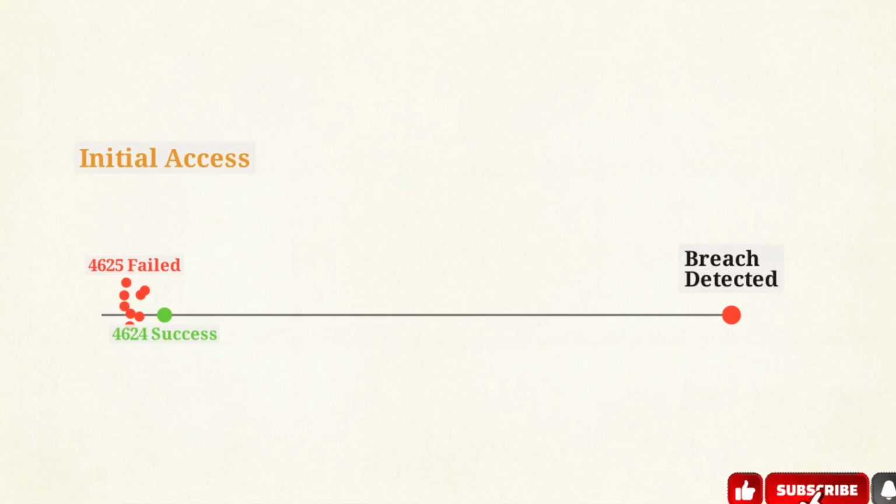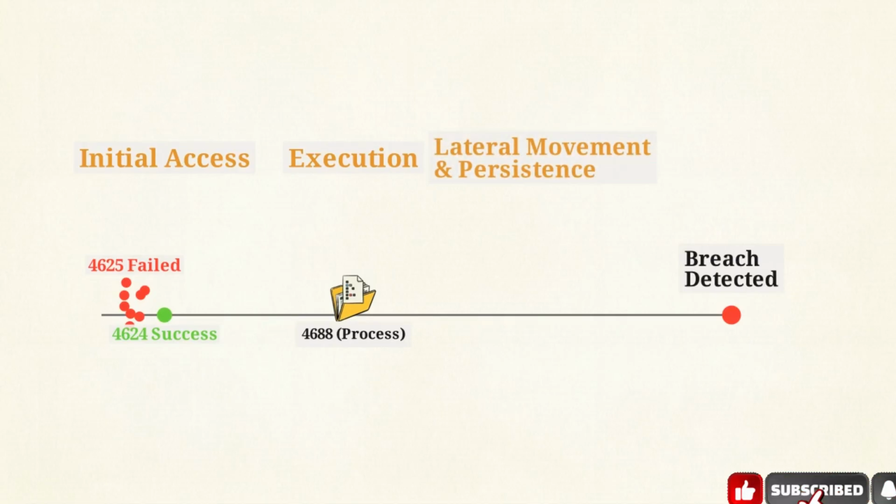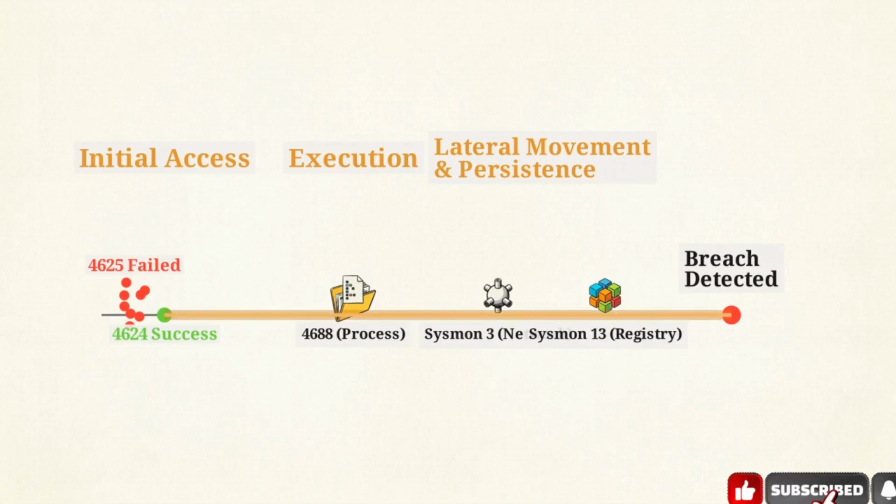The second phase confirms the attacker's payload. By parsing event ID 4688 with command line auditing active, we reveal the execution of an obfuscated script. The final forensic link proves lateral movement and persistence. We correlate that script execution directly to a Sysmon ID 3 network connection and a Sysmon ID 13 registry modification, connecting the sequence into a solid, unbroken chain.